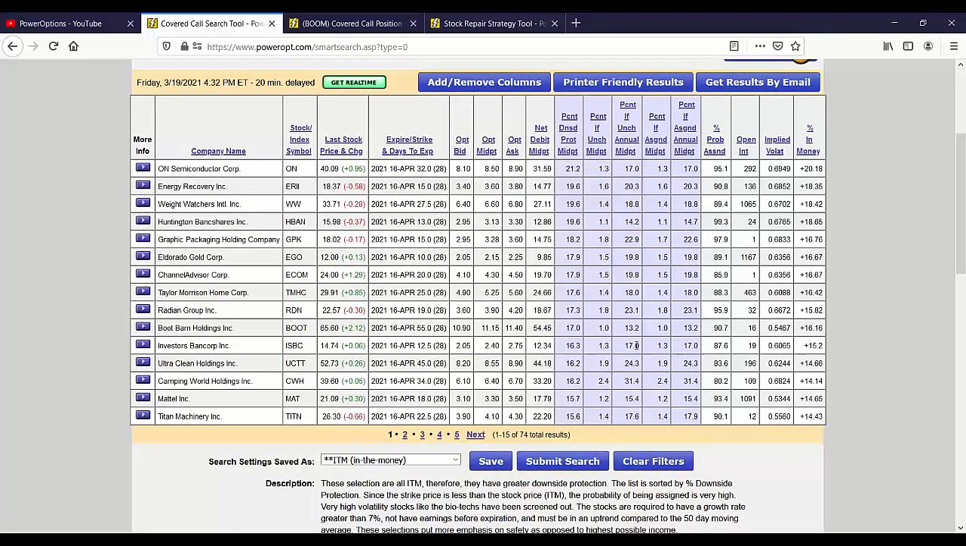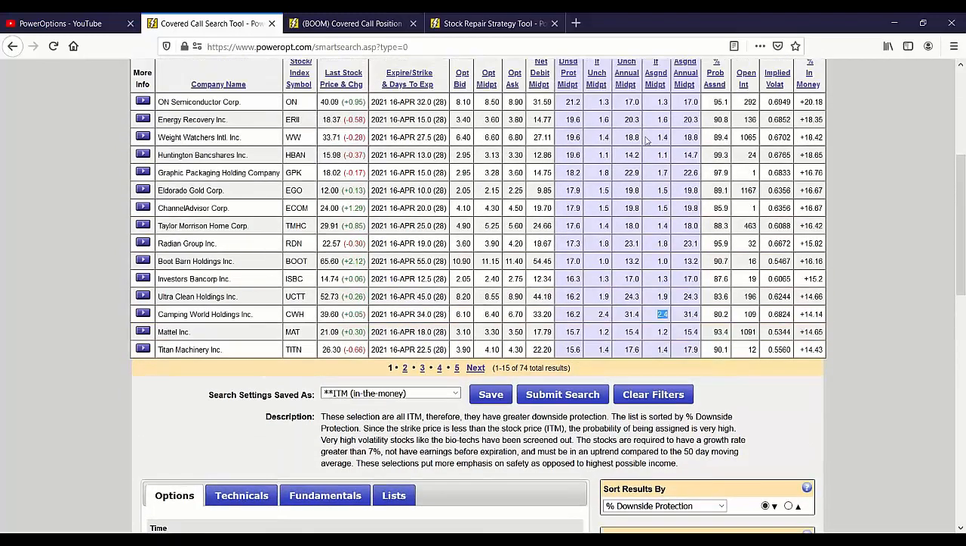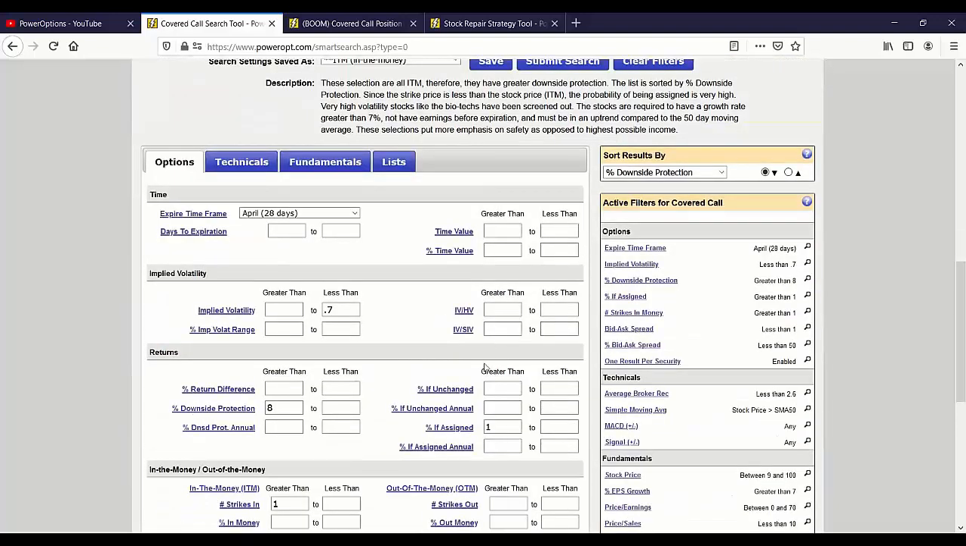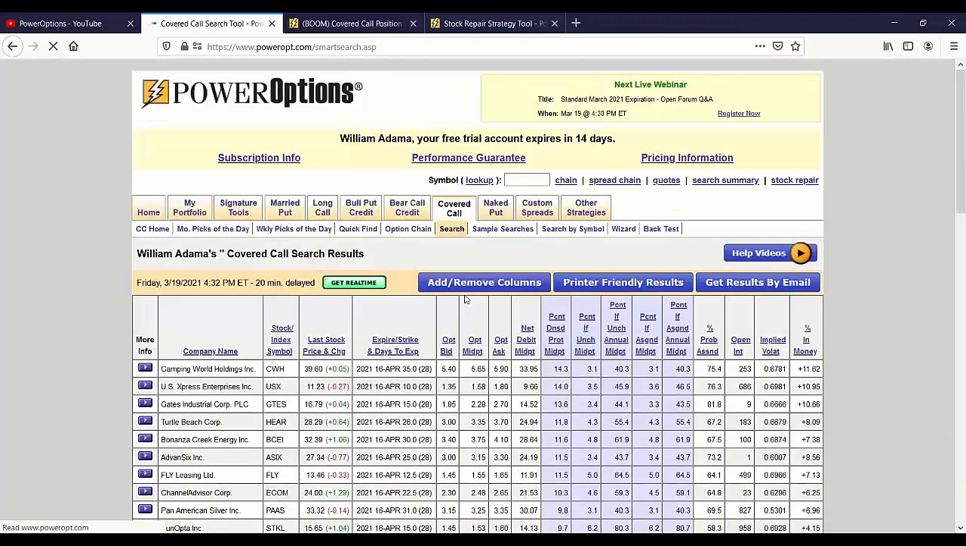And in these positions, you're usually looking, as percent if assigned, at a time value of maybe 1.5% to 2.5%. We're out to April. I'd like to see a little bit more there for the percent if assigned. But for the deep in the money, let's not go as deep in the money. Let's put a minimum percent return if assigned of at least 3%. See if we get anything for an in-the-money covered call.